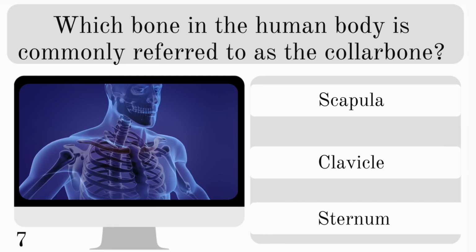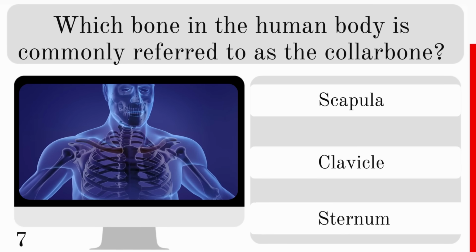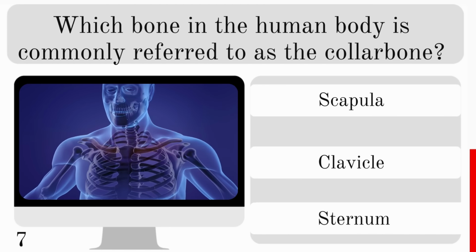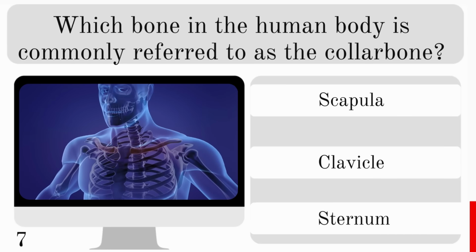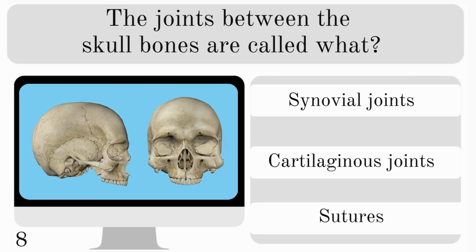Which bone in the human body is commonly referred to as the collarbone? The scapula, clavicle, or sternum? And it is the clavicle. The joints between the skull bones are called what? Are they synovial joints, cartilaginous joints, or sutures? And the correct answer is, they're sutures.